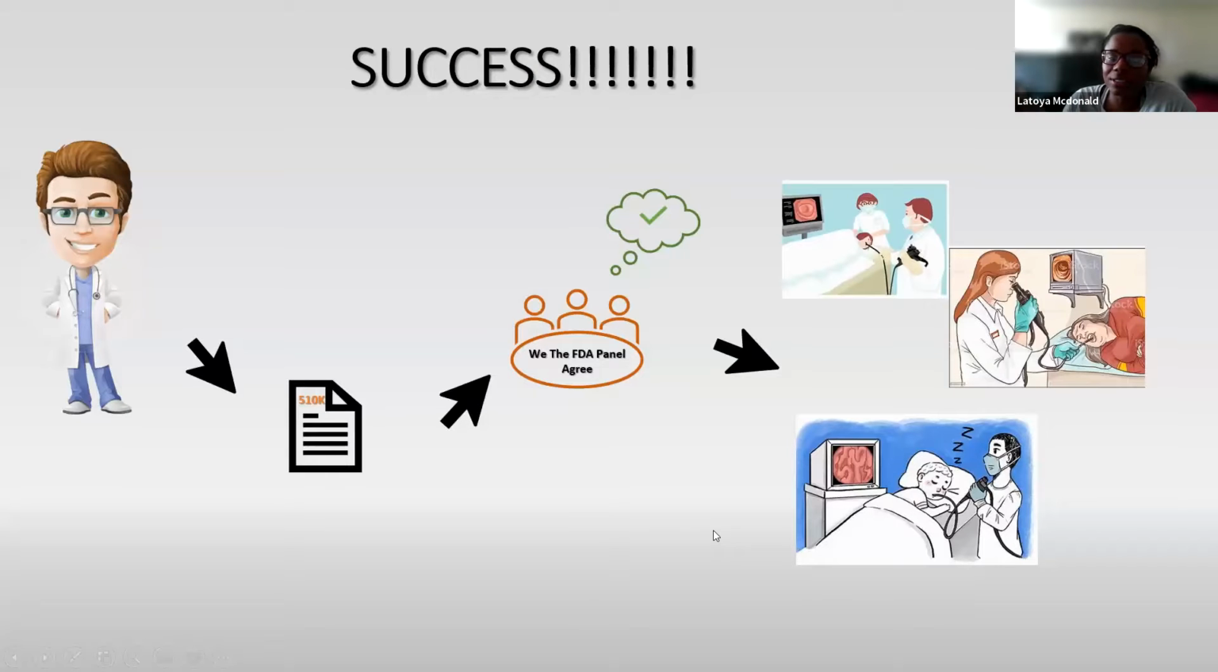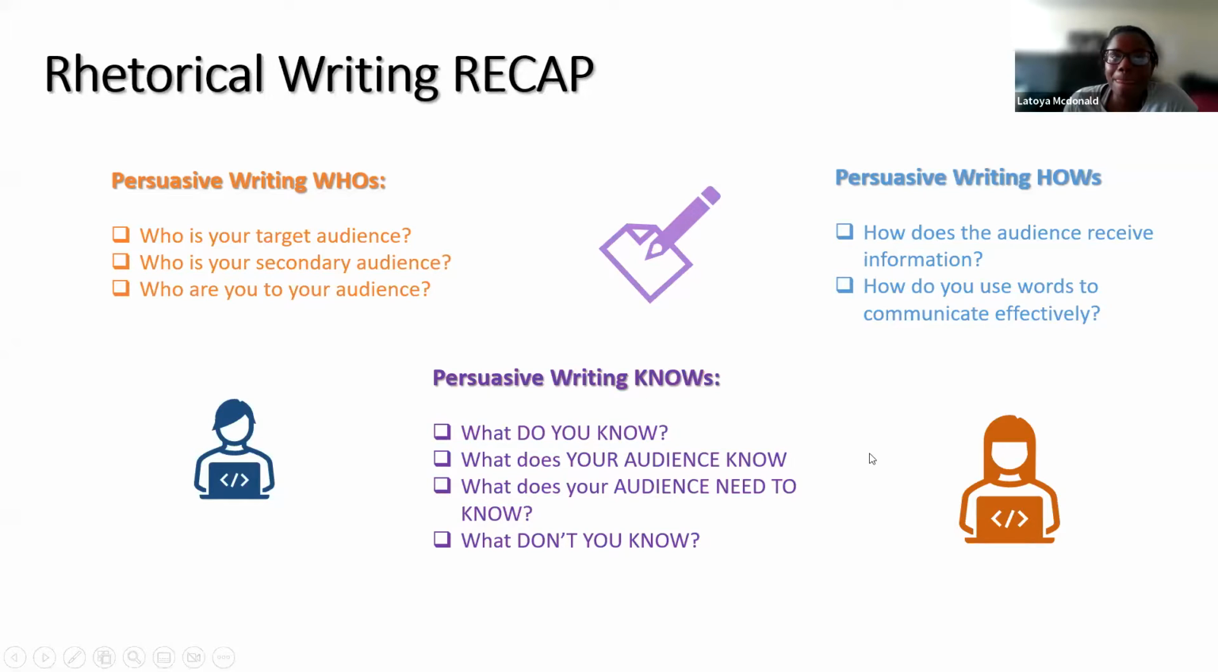So Dr. Goodlooking and his team were successful in submitting their 510K proposal. They were approved, and now they're able to successfully do endoscopies for their hospital. So just a really quick recap. Again, I gave two different scenarios, one with Brian and Sally and another with FDA 510K devices. So when you are writing rhetorically, you're looking at your who, you're looking at your how, and you're looking at your know.